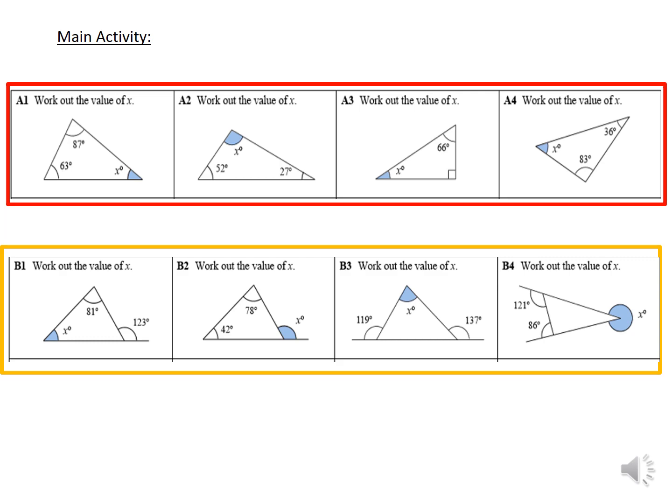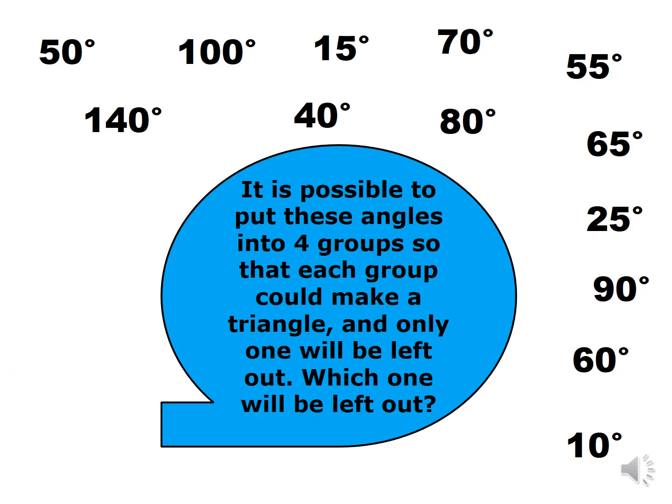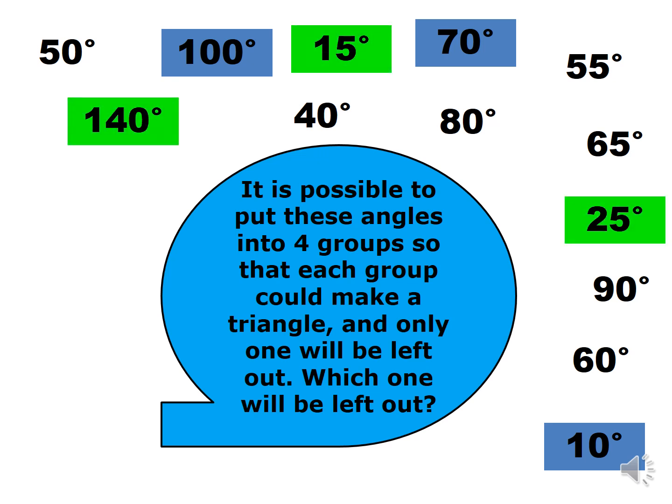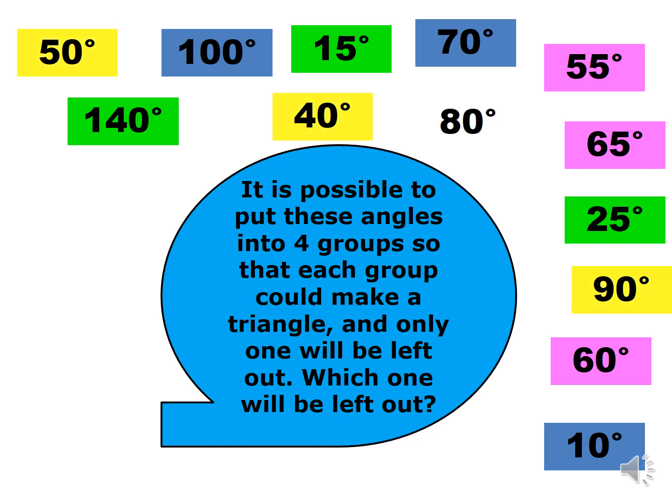And for the second part of your main activity, I want you to read the blue speech bubble. Basically what you can do is put those angles which are around on the screen into 4 groups so that each group can make a triangle, and only one angle or one of those numbers will be left. Which one will be left out? So if you put a subheading after you've done the previous task, a subheading challenge task, I want you guys simply to just show the 4 groups. So group 1, group 2, group 3, group 4, and then the missing angle. And that will complete your learning for today's lesson.